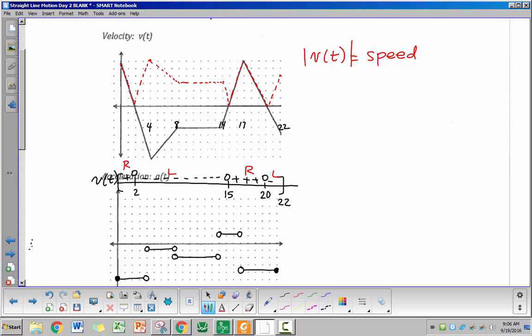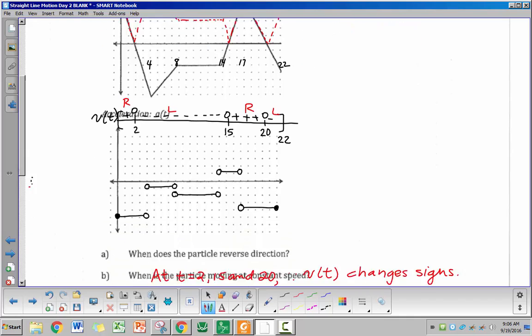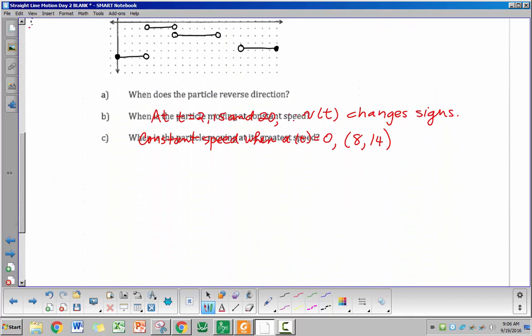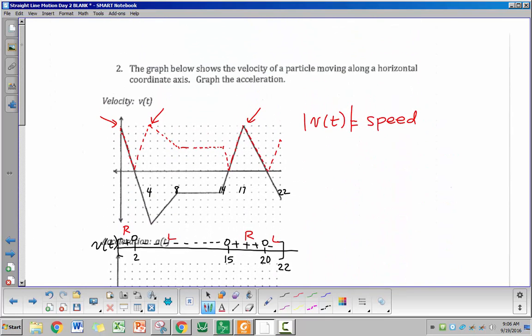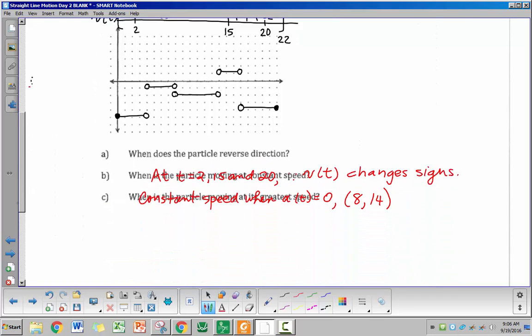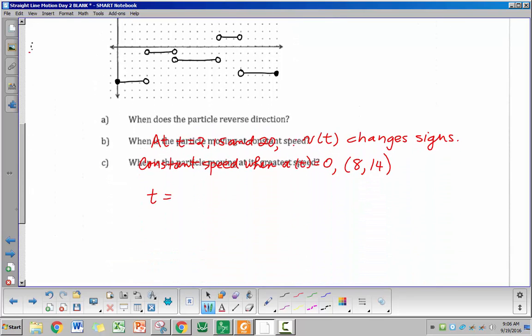When is this particle at its greatest speed? 0, 4, and 17. Do you see that it's here, here, and here? It's at t equals what? 0, 4, and 17. And I would say see graph.